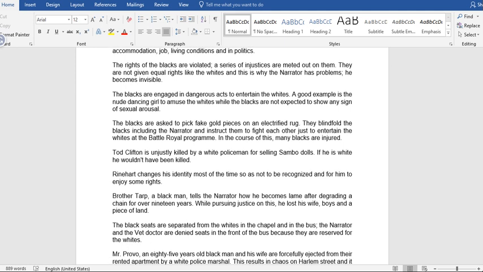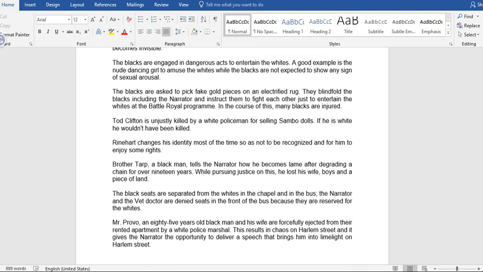The blacks are engaged in dangerous acts to entertain the whites. A good example is the nude dancing girl to amuse the whites, while the blacks are not expected to show any sign of sexual arousal. The blacks are asked to pick fake gold pieces on an electrified rug. They blindfold the blacks, including the narrator, and instruct them to fight each other just to entertain the whites at the Battle Royal program. In the course of this, many blacks are injured.